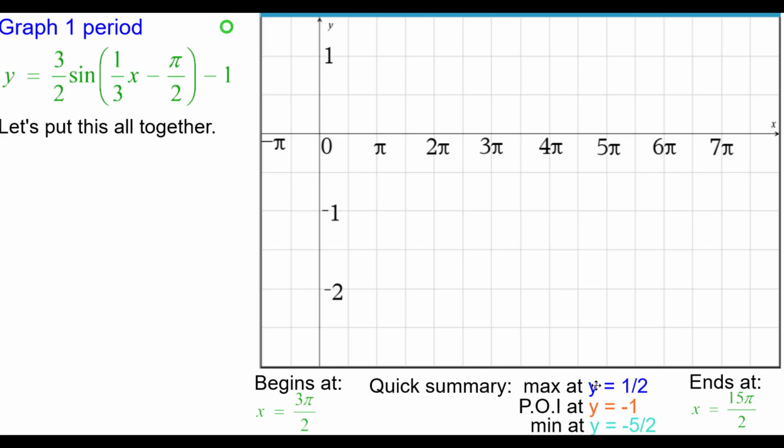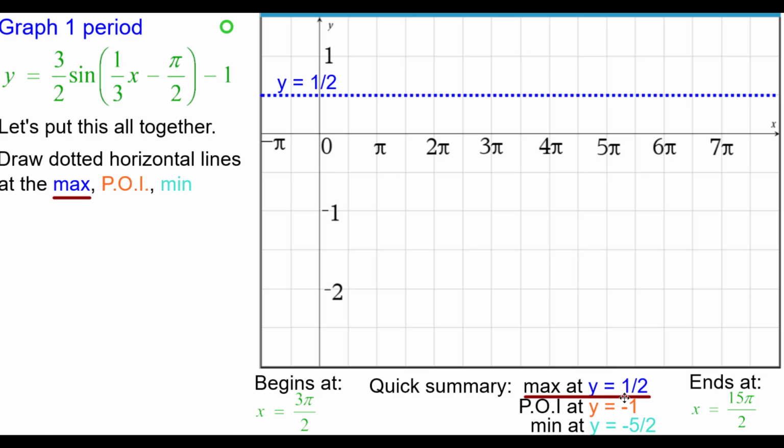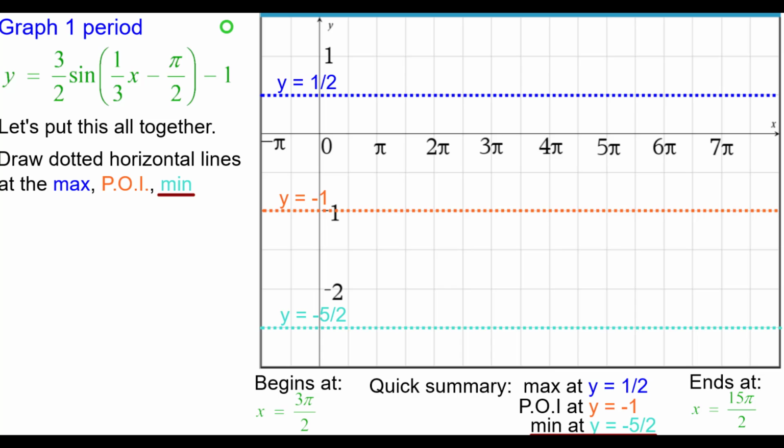Now let's put all this together, almost like putting a puzzle together. We've got all the pieces. I prefer drawing dotted horizontal lines at the max, points of inflection, and minimum. So I'm going to draw a horizontal line at y equals 1/2 for the maximum in blue. A dashed line at y equals -1 for the points of inflection. And a line at y equals -5/2 for the minimum.